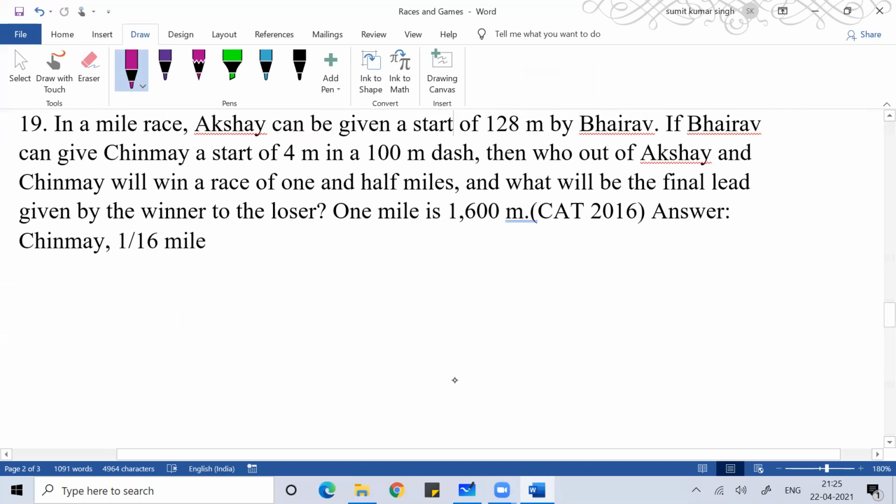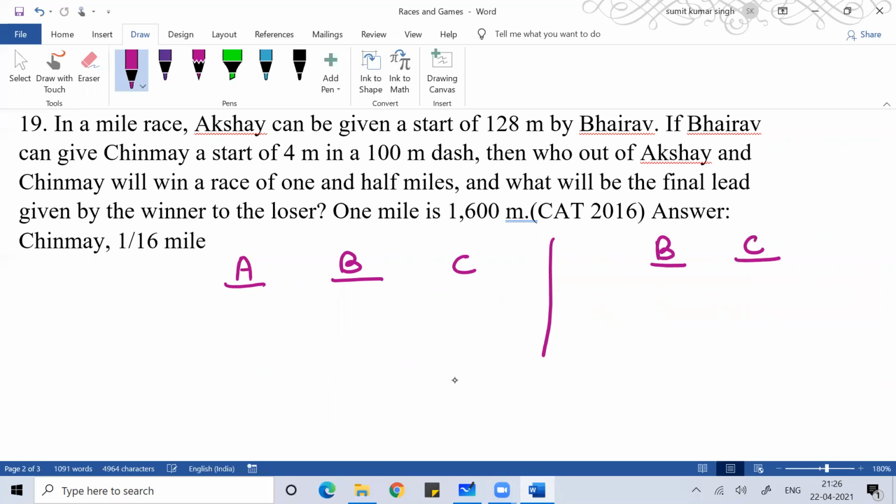So A, Akshay, Bhairo, and Chinmay. Here it is given Bhairo can give a 4 meter start. If Bhairo can give Chinmay a start of 4 meter in a 100-meter dash, then when Bhairo covers 100 meter, Chinmay is gonna cover 96 meters, and Bhairo will beat Chinmay by 4 meter. And Akshay can be given a start of 128 meter by Bhairo.